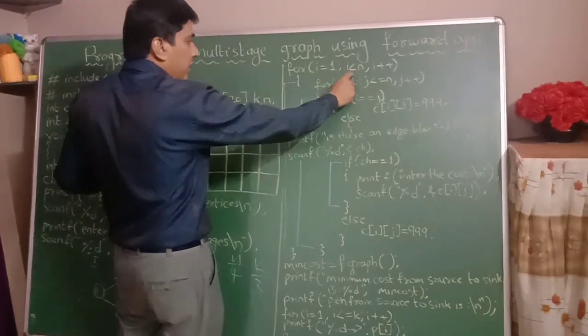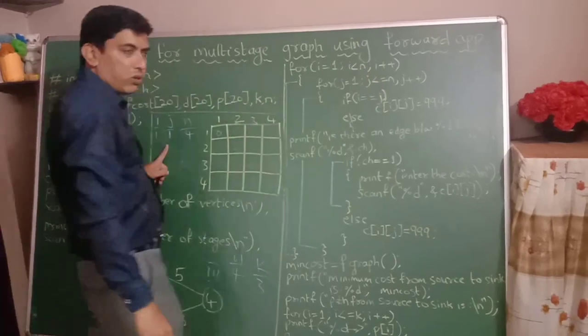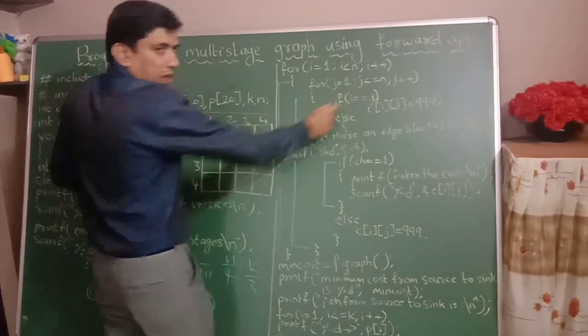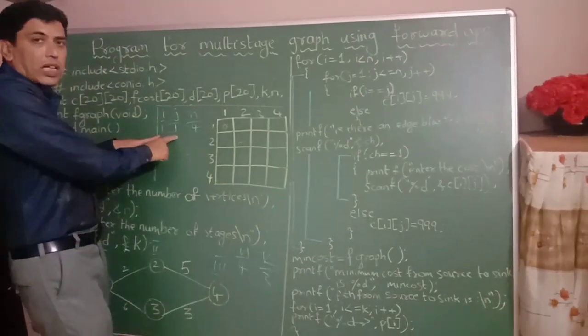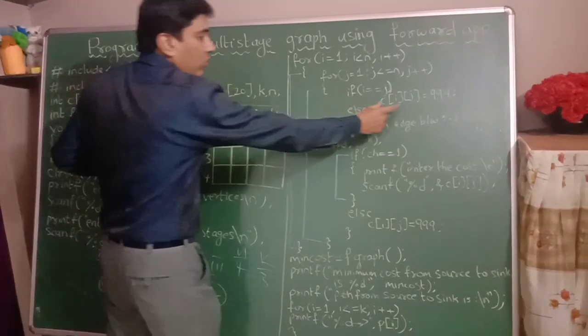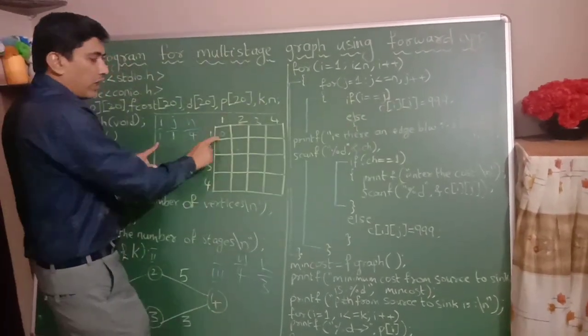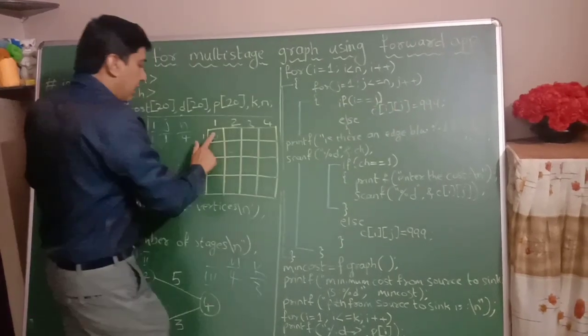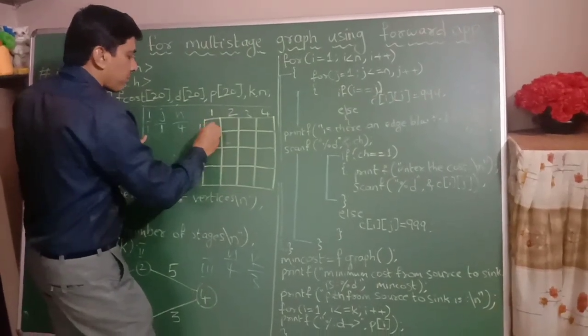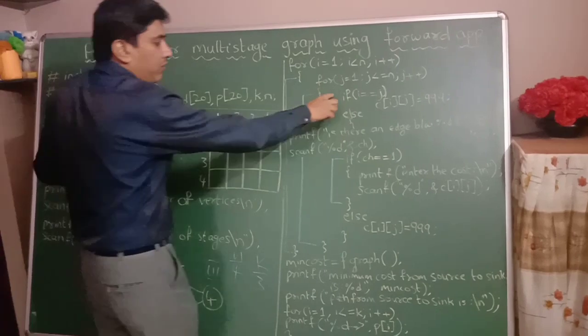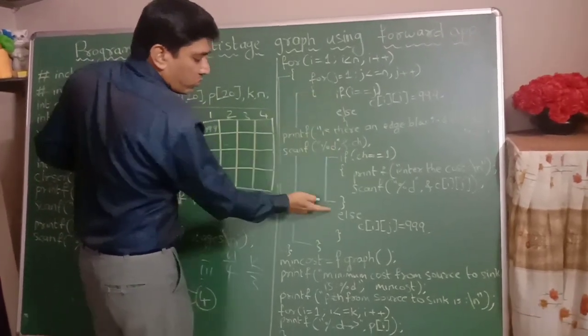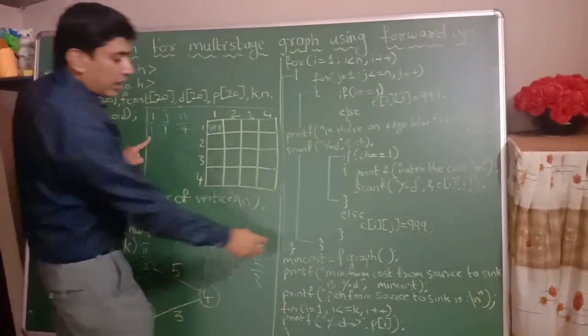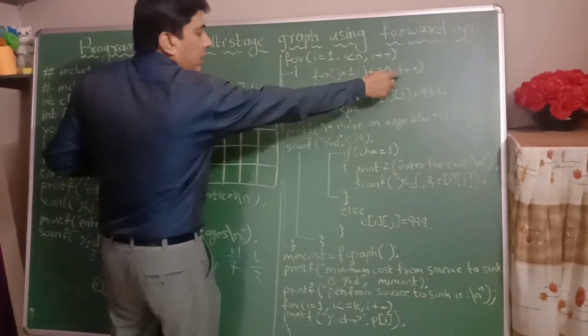Now the value of i is 1, and i is less than 4. The value of j is 1, and j is less than or equal to 4. Is i equal to j? The values of i and j are both the same. As I said, cost of ij, that is cost[1][1], is equal to 999. I write 999 here. After this, it will not do the rest of the part.